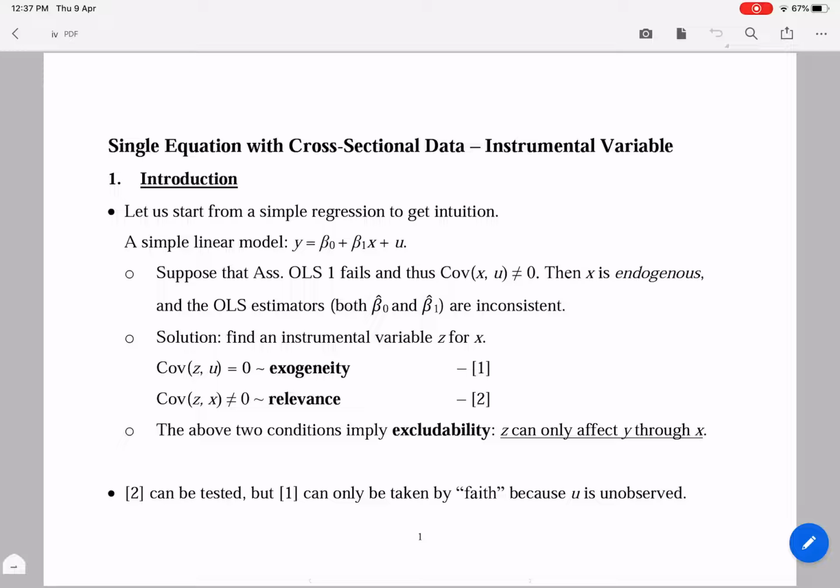Hi everyone. So now let's talk about the last part of the first half of Econ 4a, instrumental variables. Let's begin with a simple regression before we talk about the general vector forms of the instrumental variable.